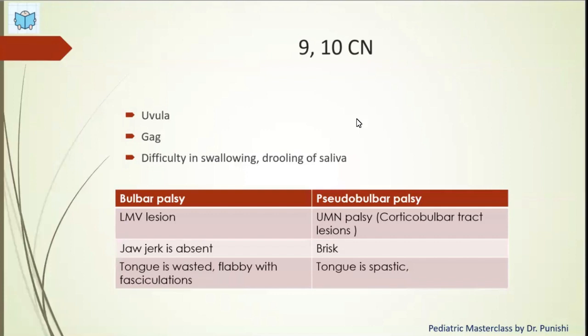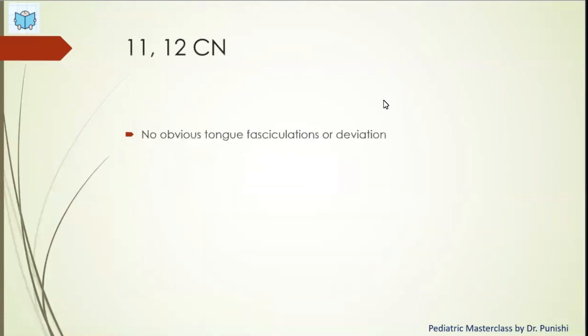Okay, so pseudobulbar palsy is more commonly seen with CP because there's involvement of the corticobulbar tracts. It's a UMN lesion, and that is the most common reason why you will have involvement of the ninth and tenth cranial nerves that present with drooling, feeding difficulties, difficulty swallowing, etc. Now, 11th and 12th cranial nerves. 11th cranial nerve again is difficult to assess, so you need to either do shrugging of shoulders or pushing against the wall.